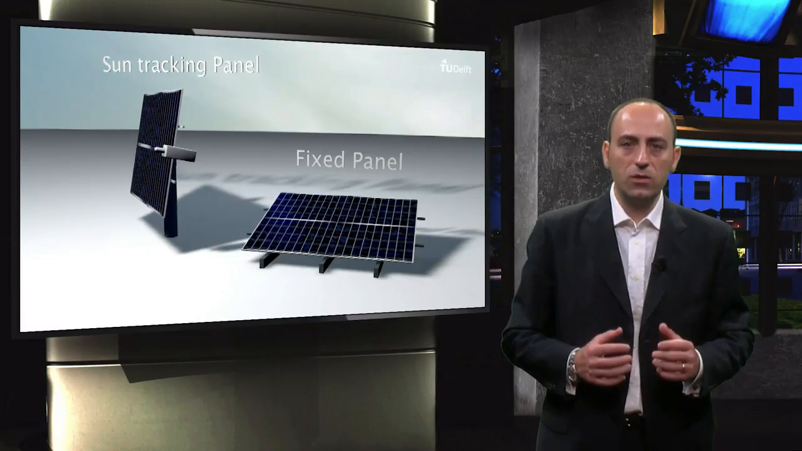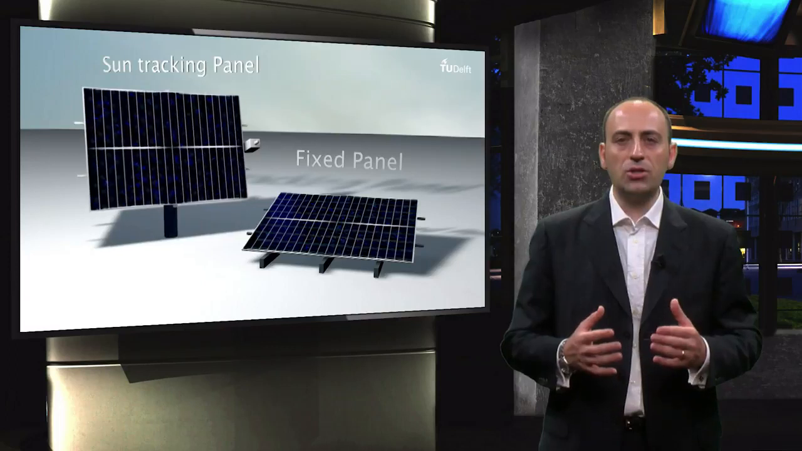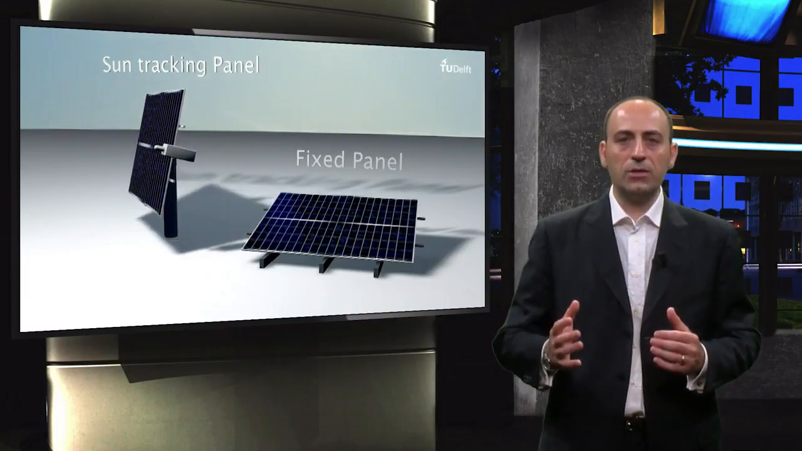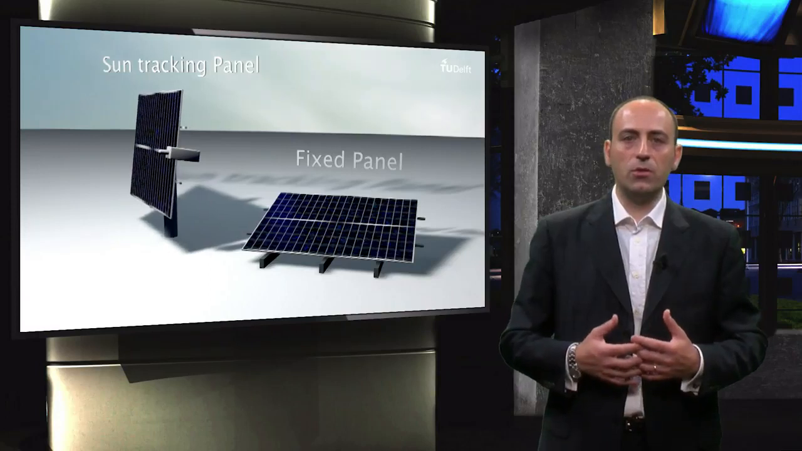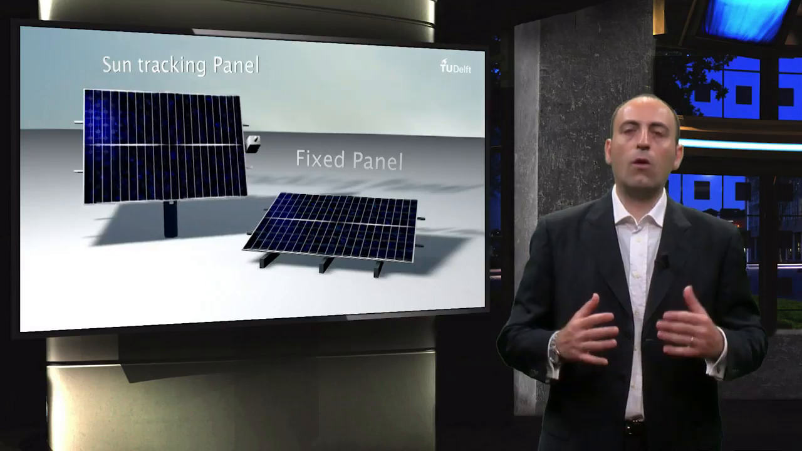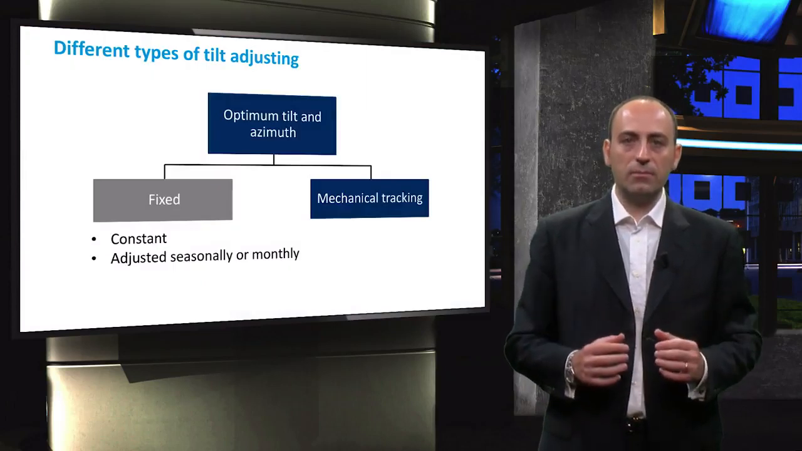One possibility is to use a fixed panel where you can choose the tilt angle and maybe adjust it a few times during the year. Alternatively, a mechanical tracking panel configuration could be used that follows the sun during the day. This will be the topic of the next video. So let's break down the fixed mounting systems a bit.